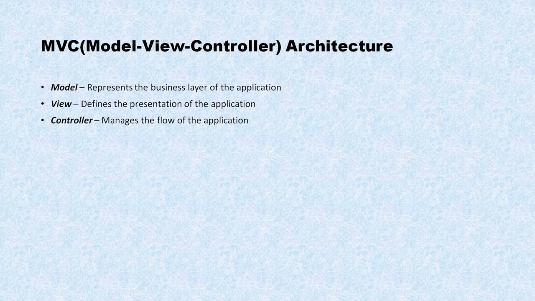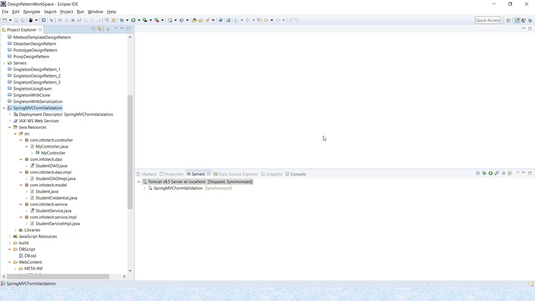So let me explain this MVC flow using an example. Just to save some time, I have already created a project. Here you can see the name of the project, Spring MVC form validation. There I'm going to explain what MVC is.